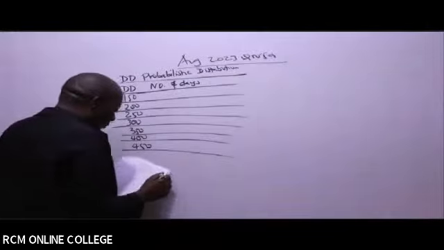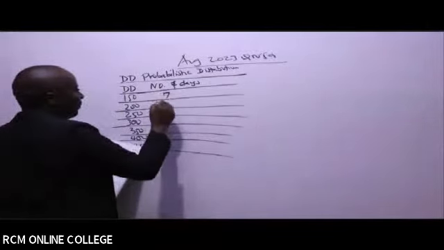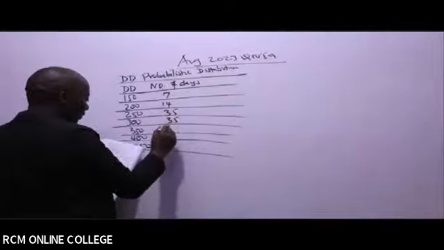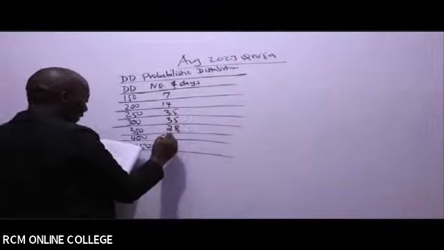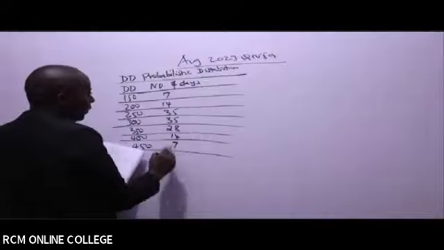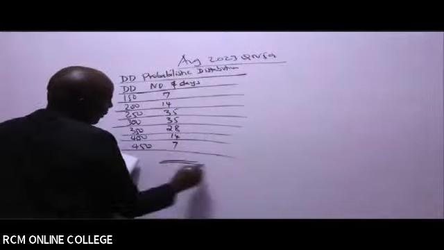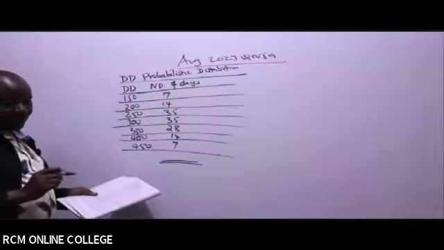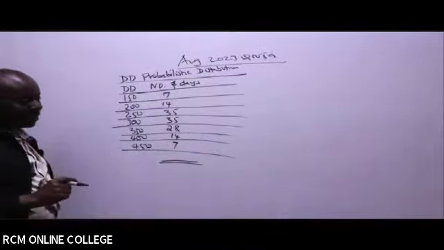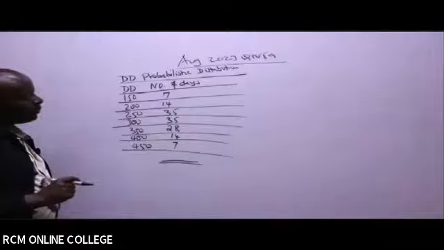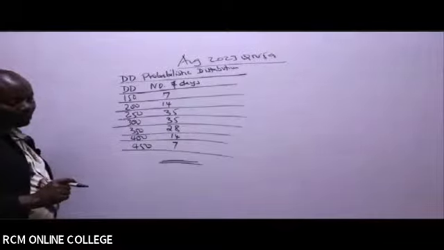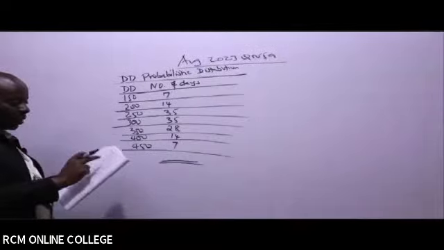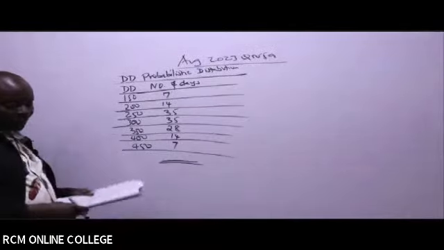So the number of days we have here: 7, 14, 35, 35, 28, 14, and then 7. Can somebody give me the total number of days? Because these are our total frequencies. You add them, even if they're given in the question, you just need to add them afresh.